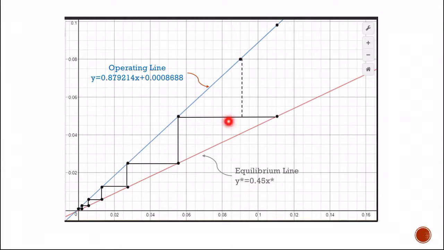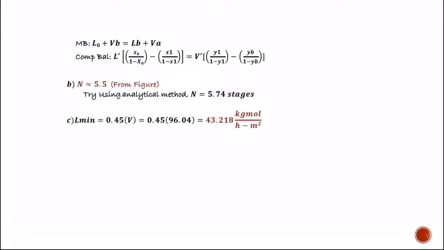As we can see, we formed 5 triangles and a little triangle here. Using this graph to find the number of stages, we get 5.5 from the figure. And we tried it using the analytical method, and we get n is equal to 5.74 stages, with a little discrepancy from the figure, which is 5.5.